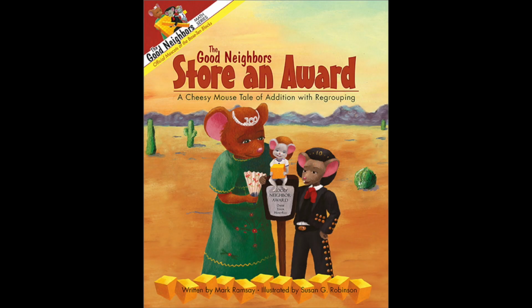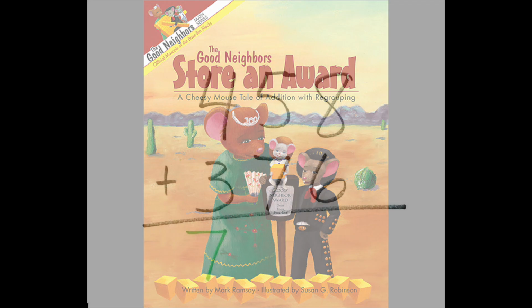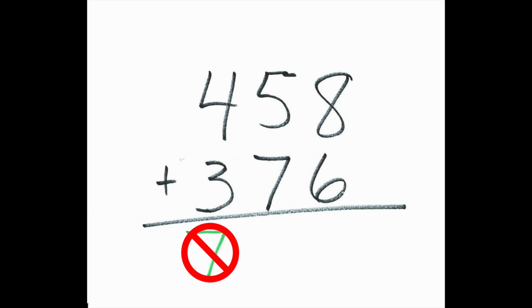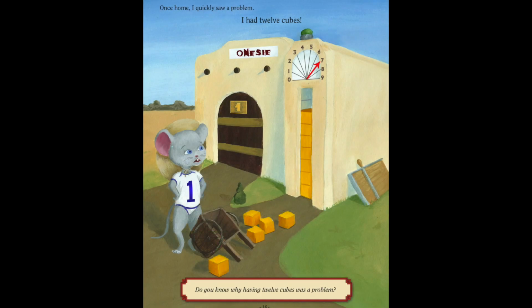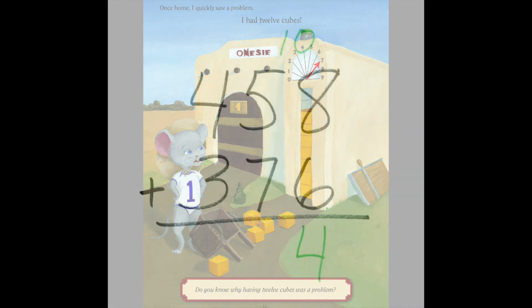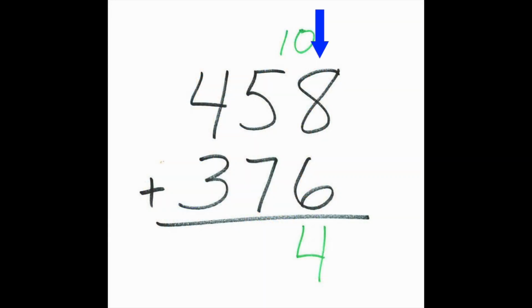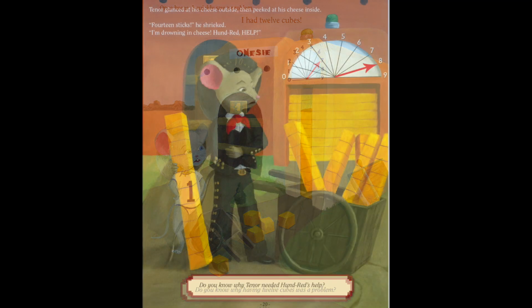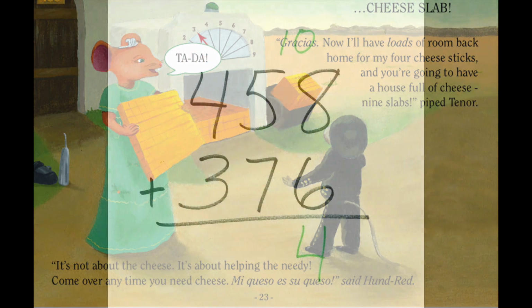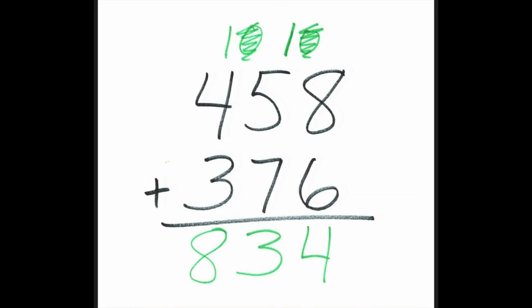One of the many benefits of the hybrid method based on the Good Neighbors Store and Award is that the narrative of the story corresponds with the order in which the standard algorithm is performed. A common error of students is to begin the standard algorithm with a place value other than the ones place. Students who have heard the story easily remember that Onesie stored his cheese cubes first, so they remember to start the process with the ones place. The beginning, middle, and end of the story mirrors the beginning, middle, and end of the process of the standard algorithm, so children recall the order of the story and apply it to the order of the process.